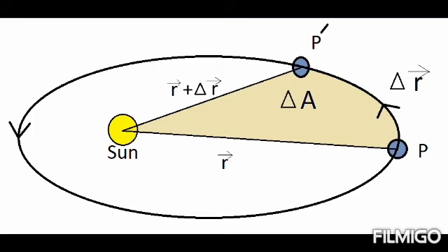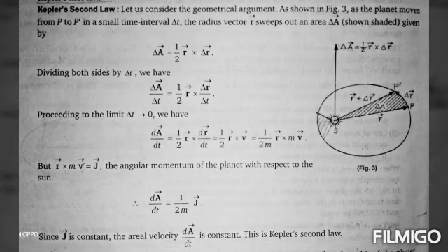Second proof of Kepler's second law. See this diagram. Let us consider the geometrical argument as shown. As the planet moves from P to P dash in a small time interval delta t, the radius vector r sweeps out an area delta A. Therefore, delta A is equal to half into r vector cross delta r vector, from the formula for the area of a triangle, half into base into height. Dividing both sides by delta t, we get delta A by delta t is equal to half r vector cross delta r by delta t.